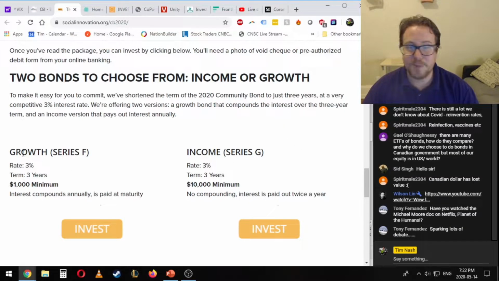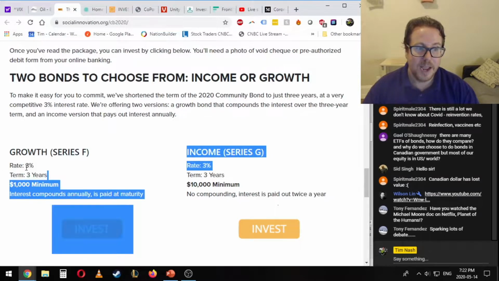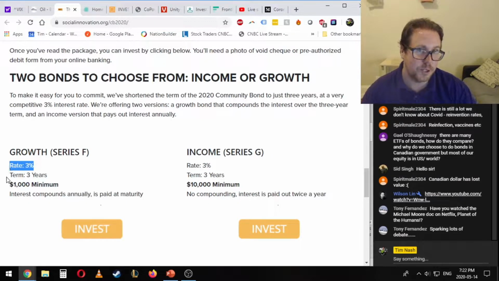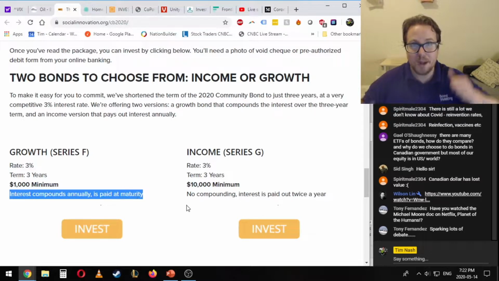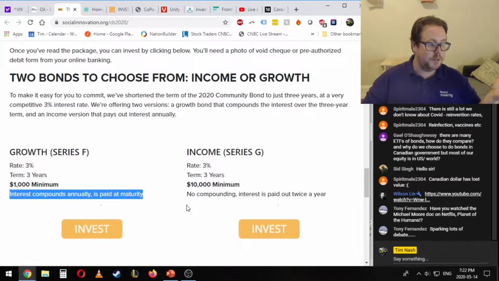I would say most of my clients, we would be looking at this $1,000 minimum, right? You're locked in for 3 years and you're earning 3% per year. What's kind of cool about this is that it does compound. So right now with my old community bond, I am a bondholder.